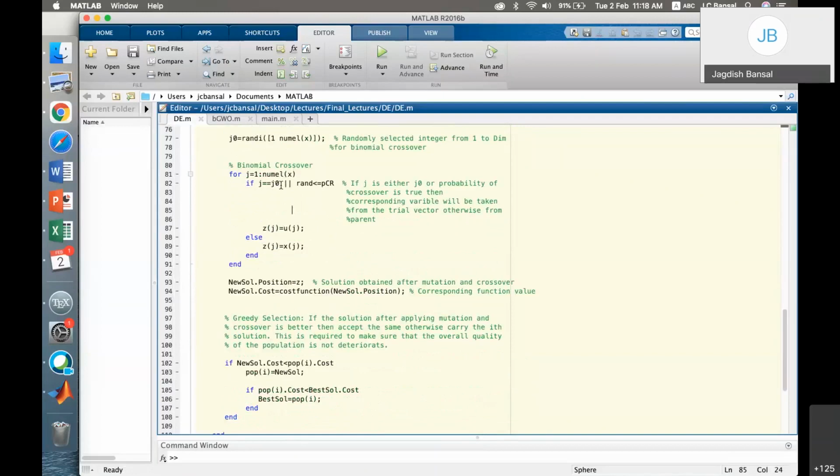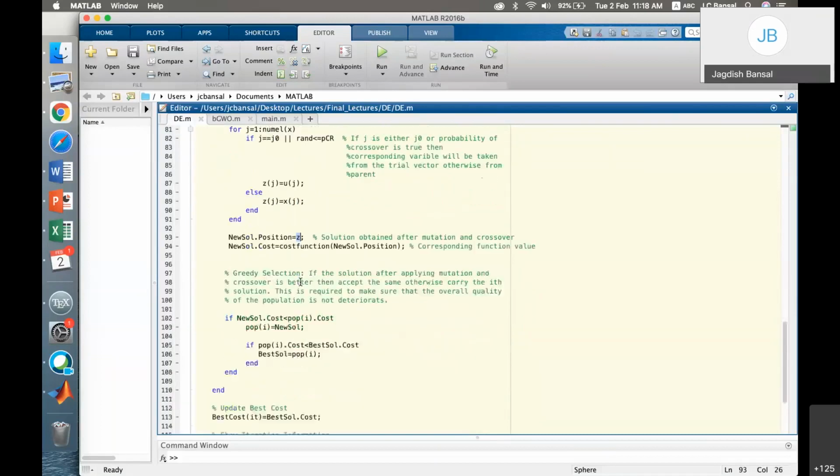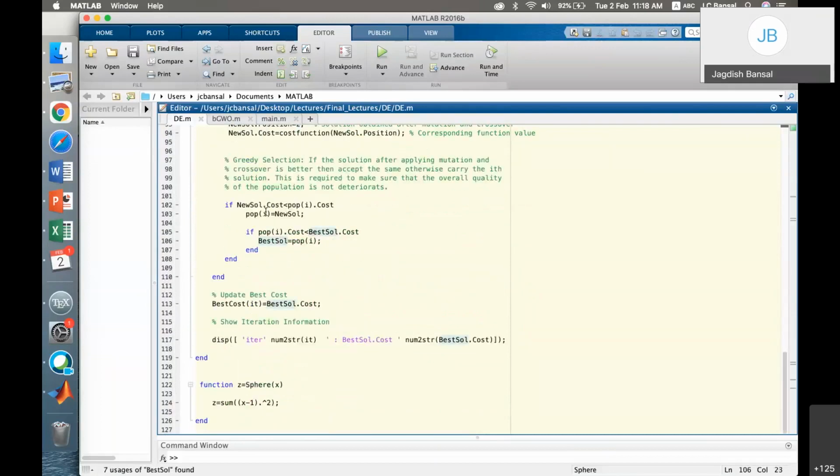So j should be other than j naught. You consider, based on the probability of crossover, whether it comes from the target vector, otherwise it comes from the parent vector, and you have a new solution z. Now this new solution z will survive, or the parent will survive, based on the selection operator: if the new solution's cost is less than the ith solution's cost, then the new solution will become the ith solution, otherwise it will remain the same. And then calculate the best cost. That's all. Update and report the best solution.